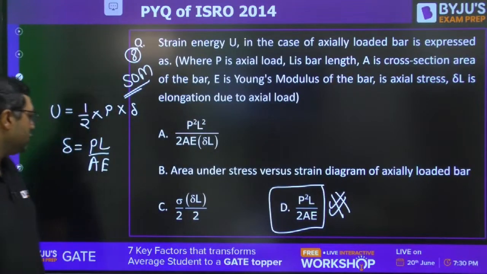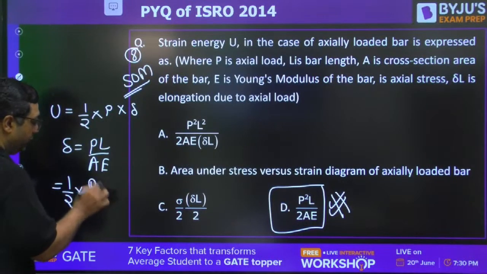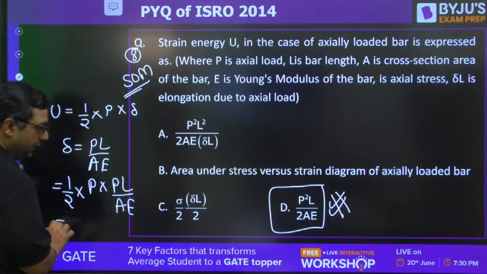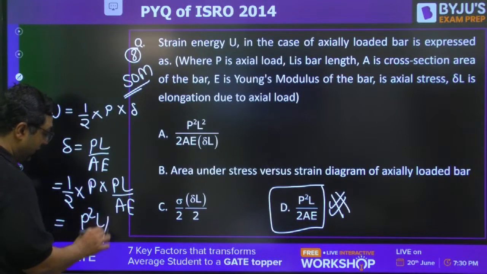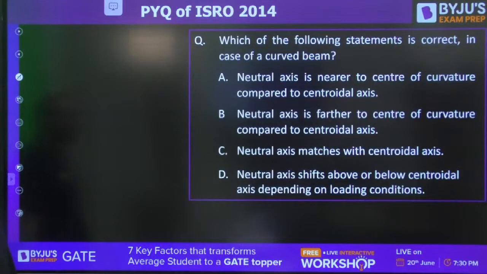Great. So, answer will be coming out to be 1 by 2 into P into PL upon AE. It is going to be P square L upon 2 AE. D will be the right answer.